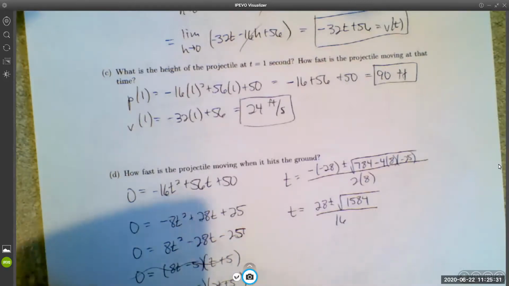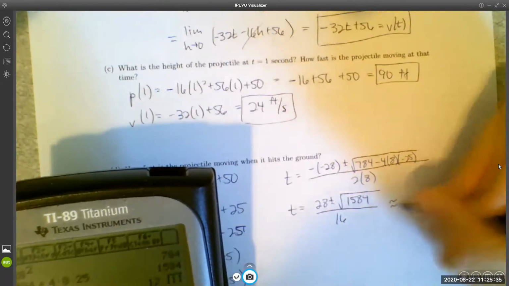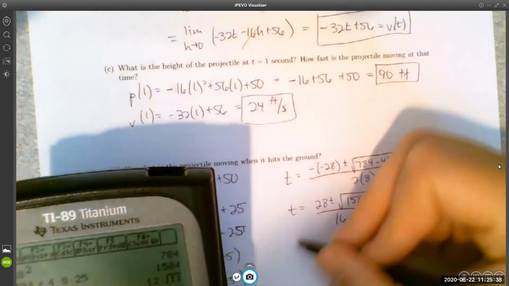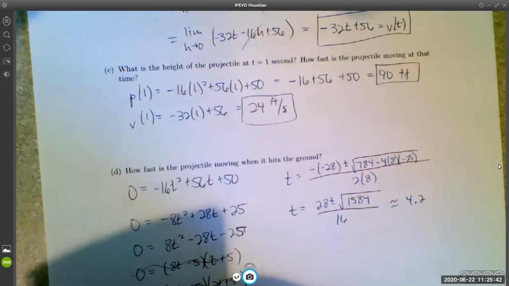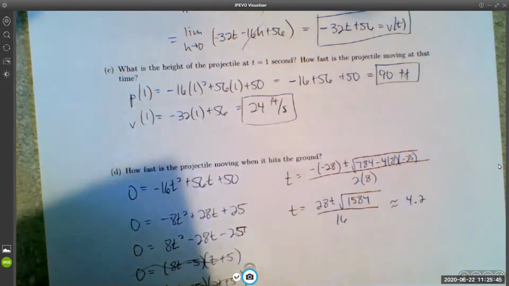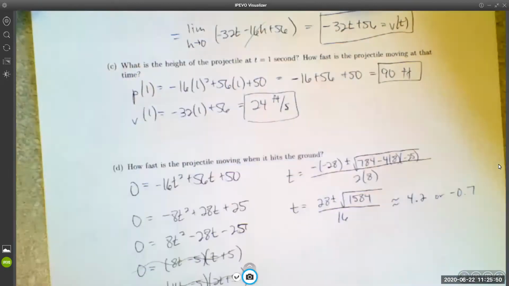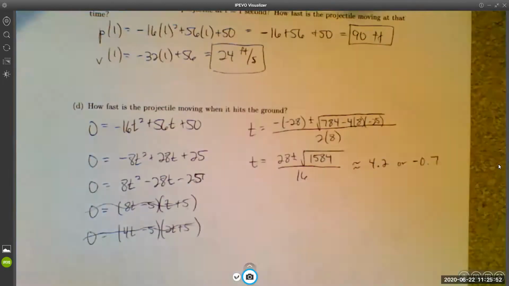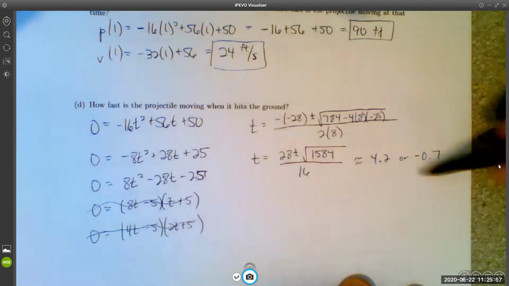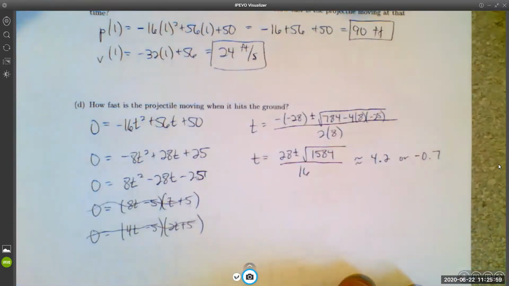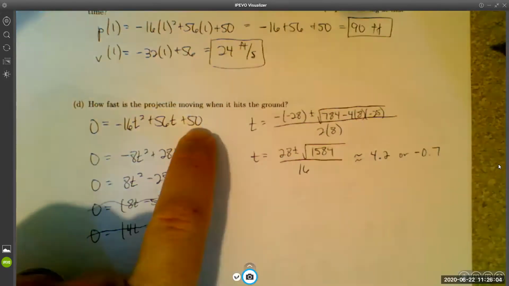divided by 16 is approximately 4.2. That's if we add. Now if we subtract, then we get negative 0.7. So one of these answers makes sense and the other one doesn't, right? This one doesn't make sense because it means that the thing hit the ground 0.7 seconds before we launched it, right? The reason for that is because we started at a platform 50 feet above ground.